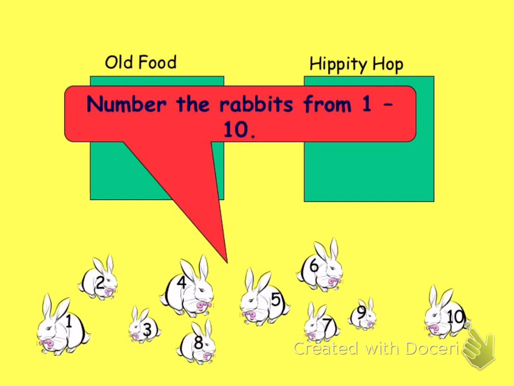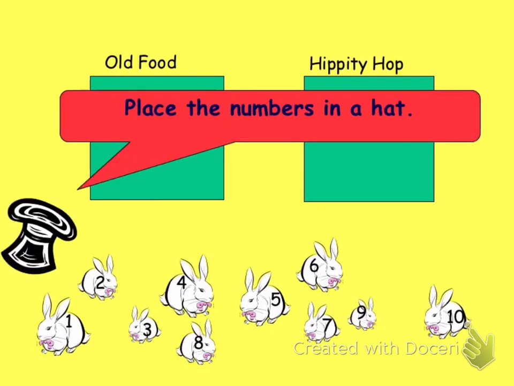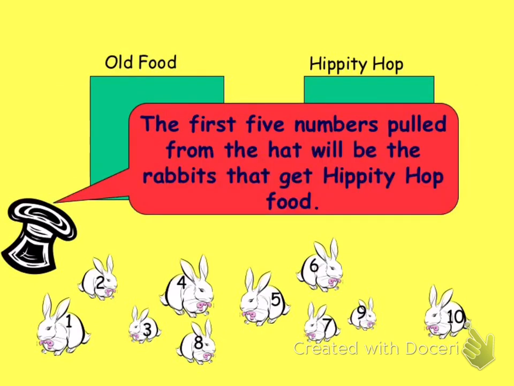So instead, if I want to randomly assign these bunny rabbits to the two groups, I'm going to number them from 1 to 10. I'm going to put the numbers 1 through 10 in a hat, because that's the easiest way to do it. Using the hat method on the AP test is a foolproof way.